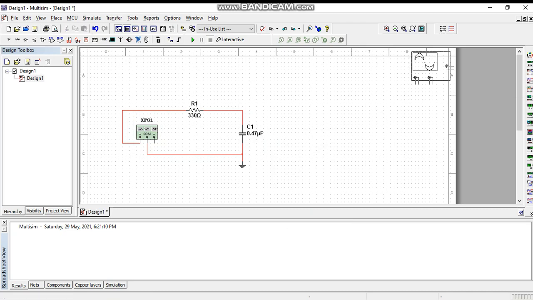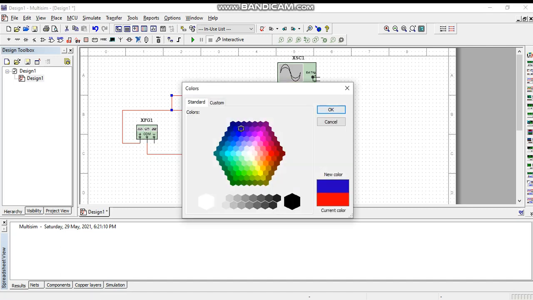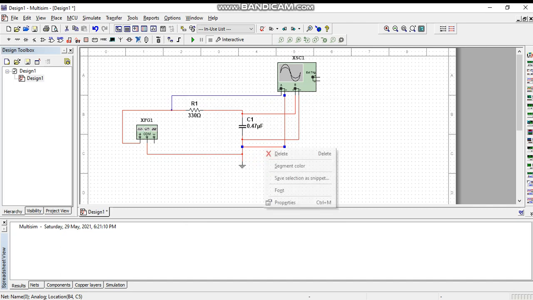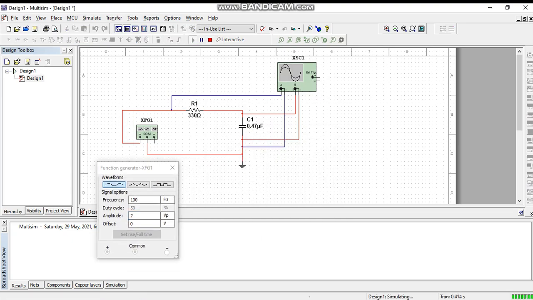Then we're going to connect the oscilloscope. Channel 1 is connected to the V input voltage. Channel 2 is connected across the capacitor. To differentiate the two channels, I'm going to change channel A's wire color to blue. So we're going to run the simulation.